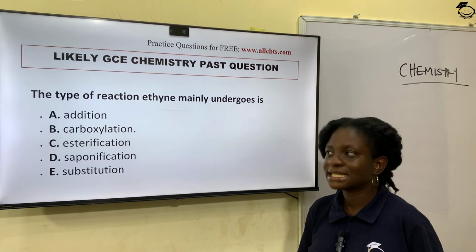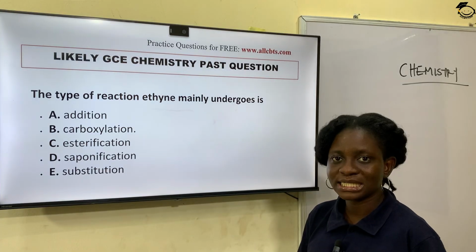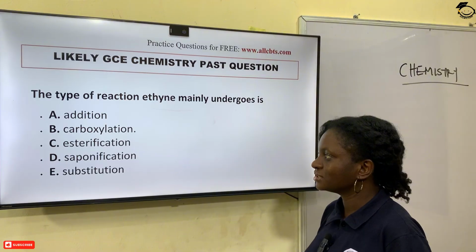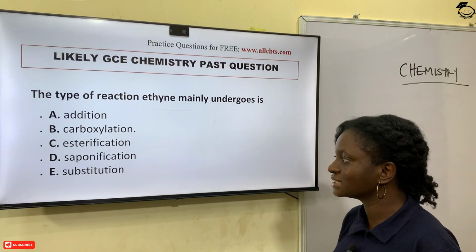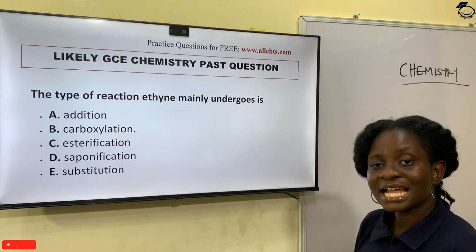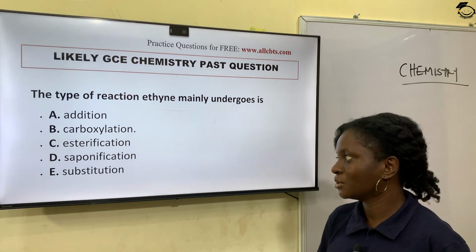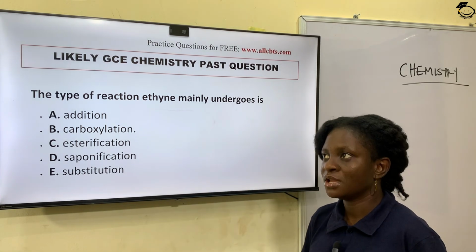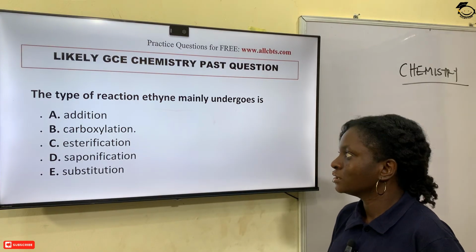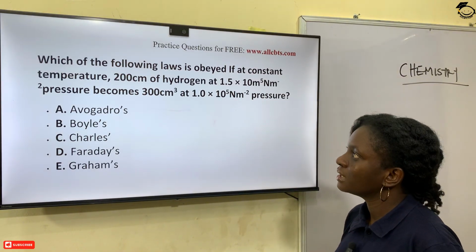Question 1. The type of reaction ethyne mainly undergoes is A. Addition, B. Carbonylation, C. Esterification, D. Saponification, E. Substitution. Ethyne belongs to the alkyne group and it mainly undergoes addition reaction because of the addition of atoms to the triple bond. So the correct answer is A, addition reaction. Next question.